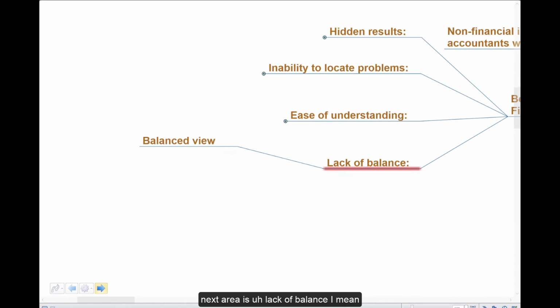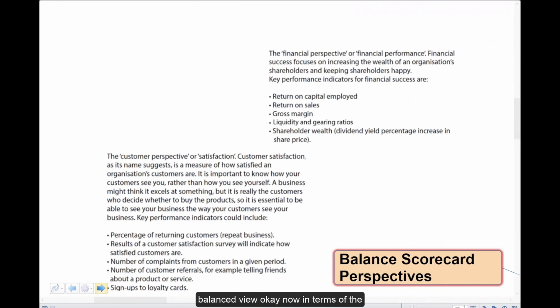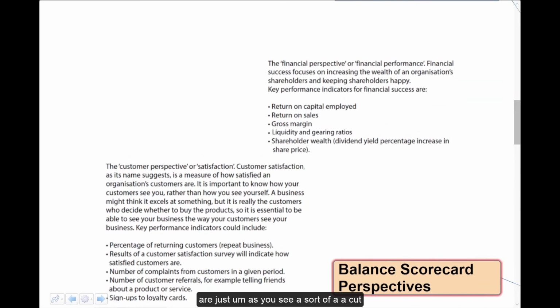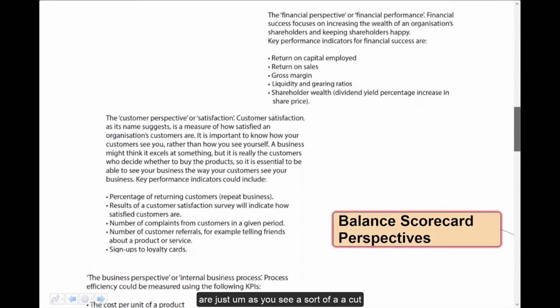Next area is lack of balance. That sort of goes without saying in one sense when we consider the balanced scorecard. Because really what the balanced scorecard does is bring in balance across three other perspectives: learning and growth, internal business processes, and indeed customers. So we're talking about, obviously, a more balanced view. Okay. Now, in terms of the real detail on the perspectives, these are just, as you see, a sort of cut and paste.